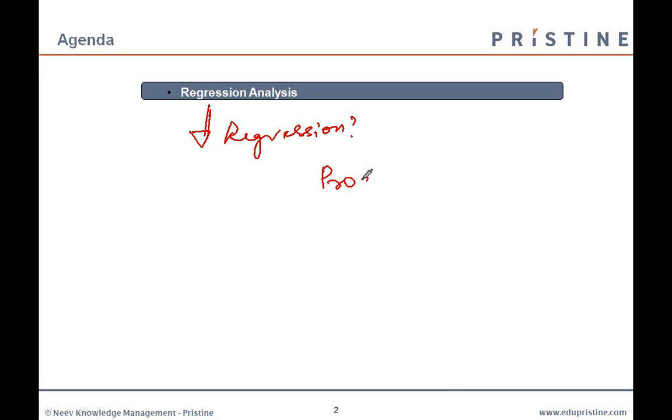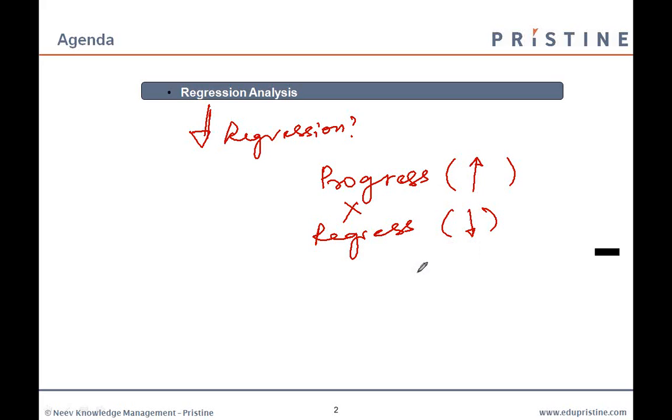So there is something called progress, and the opposite of progress is regress. Right? What do you mean by progress? That is, you are improving, you are going to the next level. Regress is obviously the opposite of it. So if somebody says you're progressing, that means you are improving. If somebody says you are regressing, that means you are falling back. You're going from bad to worse. Okay. So what is this whole regression analysis all about?